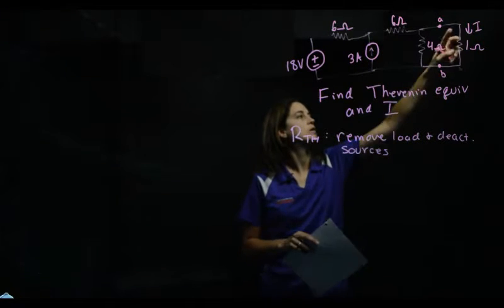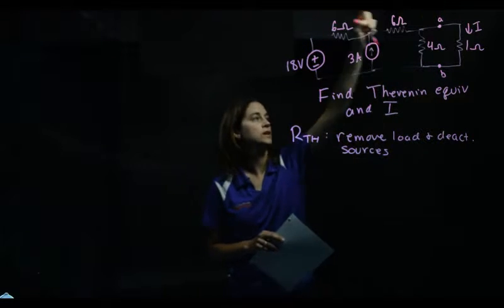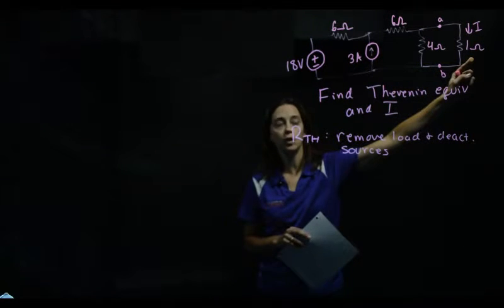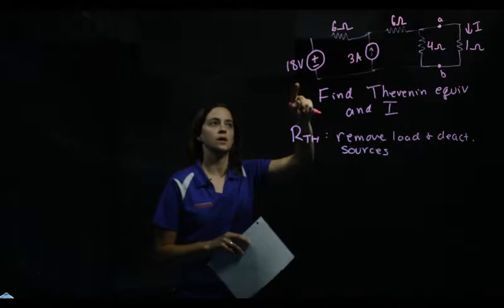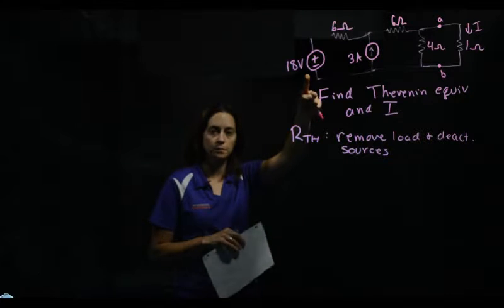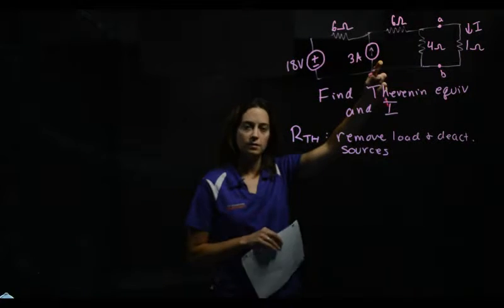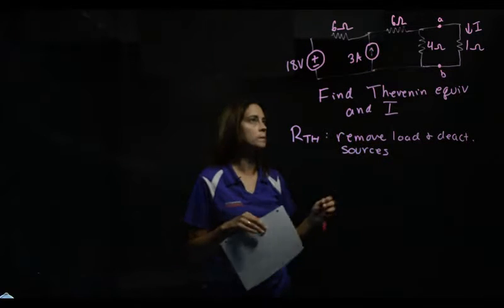Okay, so our load is here. Our points A, B. We're trying to find a Thevenin equivalent for this circuit with 1 ohm being our load. So we're going to chop that off. We're going to deactivate our voltage source by shorting it out, changing it to a line. Deactivate our current source by opening it. We want 0 current. We need a big old hole.